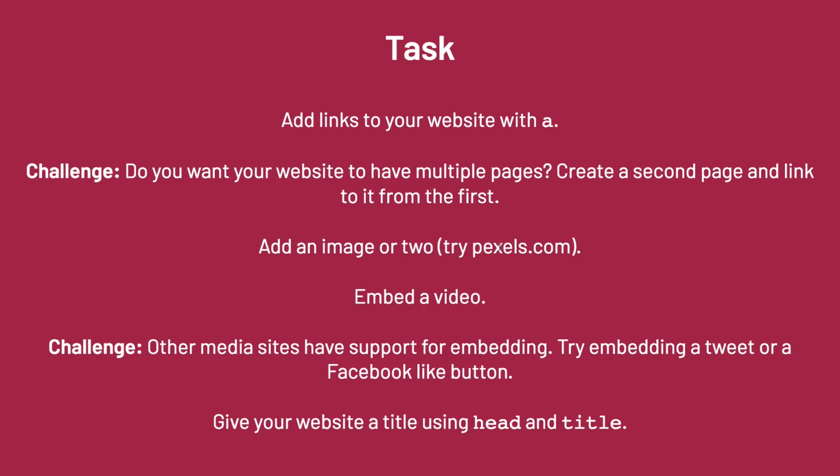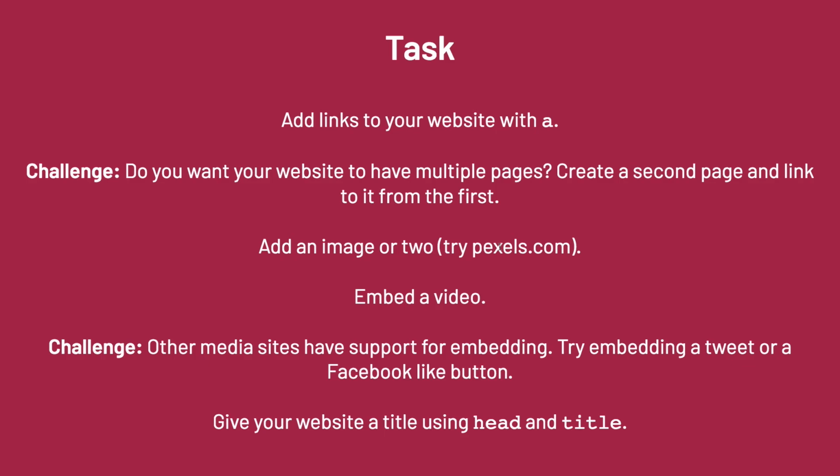Try adding some images. Pixels.com is a good source of images, but if you have some photos that you want to include, by all means include them. You can use original content. Try embedding a video related to your website in some way. And then as another challenge, try embedding some other kind of media from a different website. For example, a tweet from Twitter, maybe a tweet that you've made around the content of your website, or even a Facebook like button so people can express the like for your page. And finally, try giving your website a useful title using these head and title tags. All right, let's take a breather and work through these.